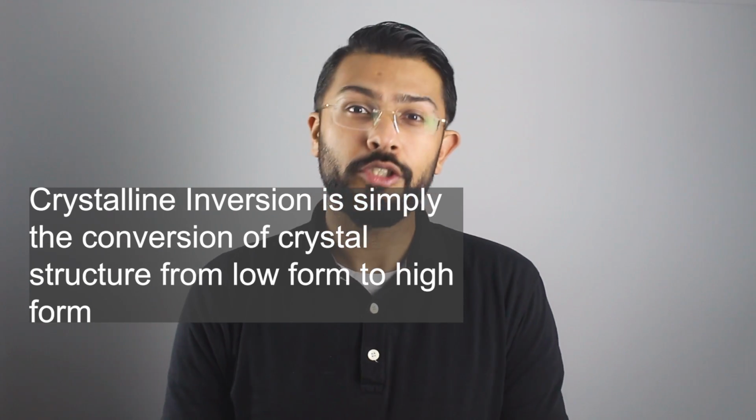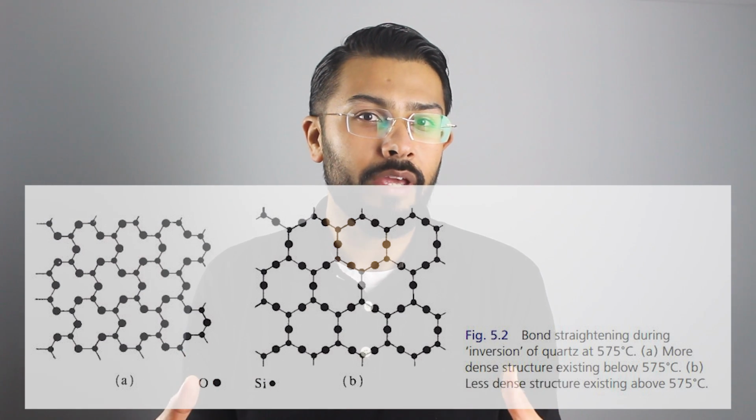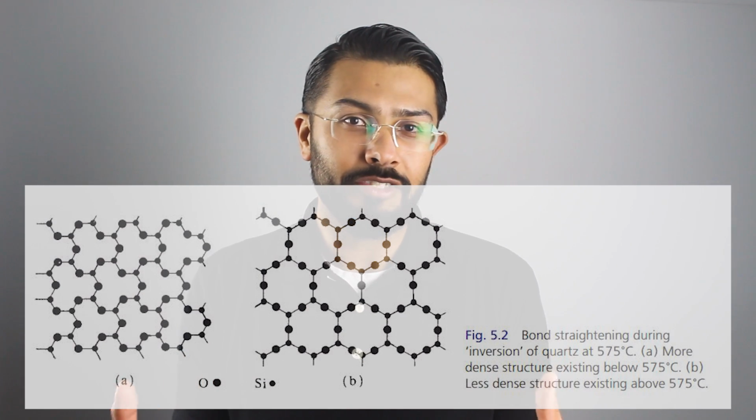Generally, the expansion is probably due to a straightening of chemical bonds to form a less dense crystal structure. You need to remember that the change is reversible, and both quartz and cristobalite revert back to the low form on cooling. The overall thermal expansion and inversion expansion of materials containing cristobalite is greater than those containing quartz.